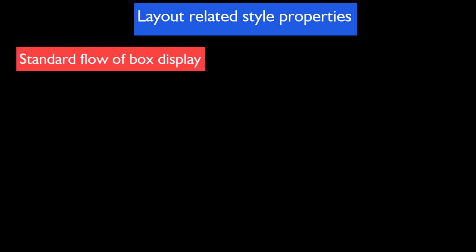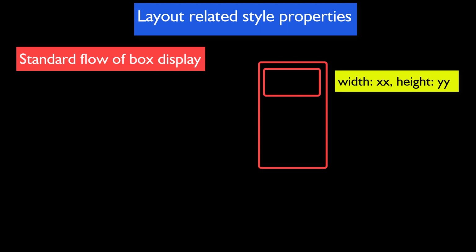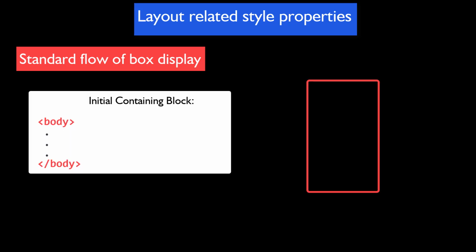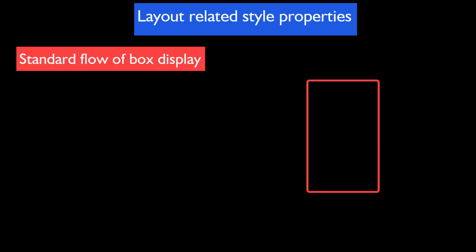The standard flow of displaying boxes is as follows. By default, a box is as wide as its containing block, adjusted by any padding or border. The height of a box is calculated by the browser based on the amount of space needed to hold the content. The size style properties, width and height, defined shortly, can change the size of blocks. The initial containing block is created by the body element. Nesting block box elements such as P within div is what creates deeper levels of containing blocks.